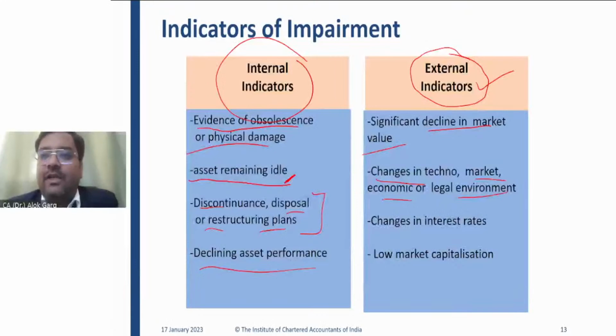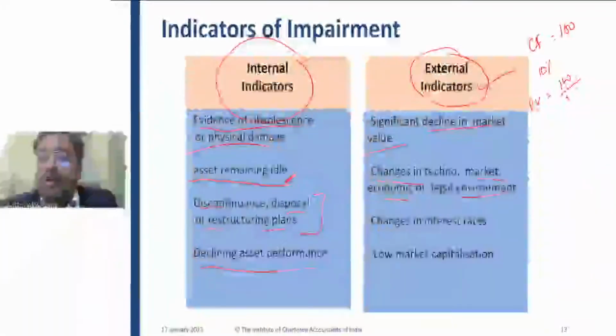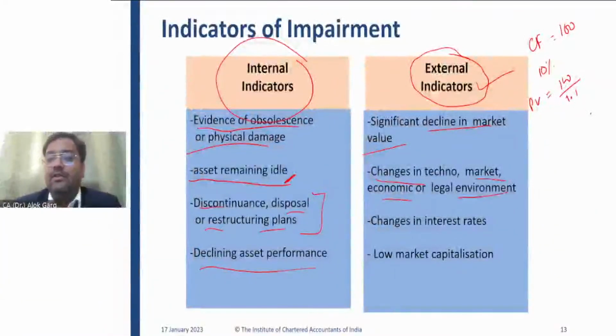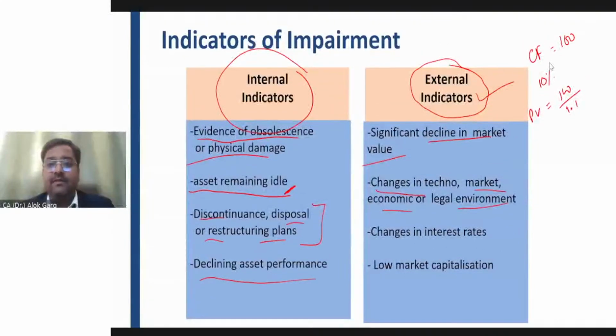For example, let's say after 1 year the cash flow is 100 rupees and the discount factor is 1.1, right? So when you do 100 divided by 1.1, what will you get? What will you get, friends? 100 divided by 1.1, you will get 90.90. You will get 91.